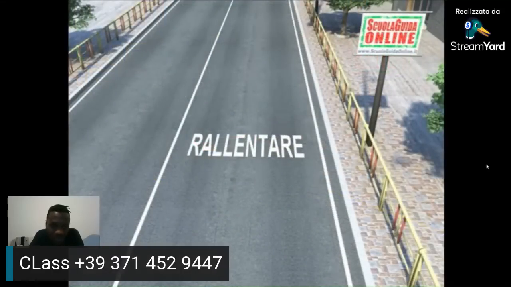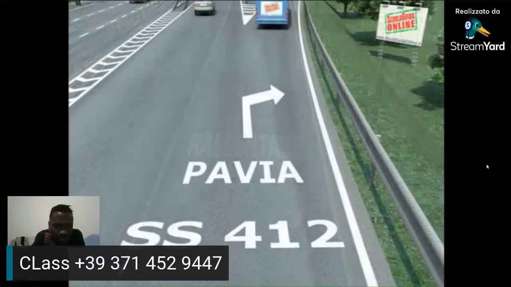Rallentare, when we see the written word rallentare, meaning we have to reduce our speed on this lane. I repeat, when we see the written word rallentare, meaning we have to reduce our speed.